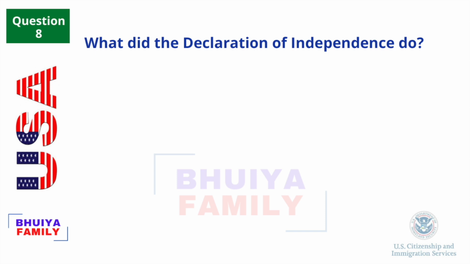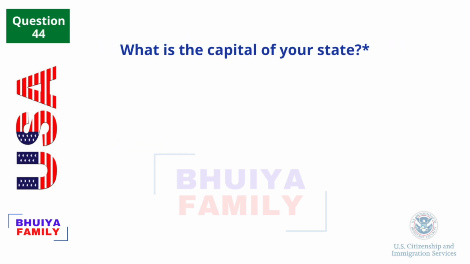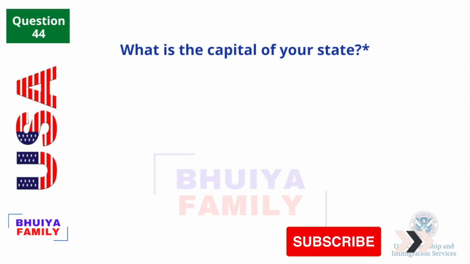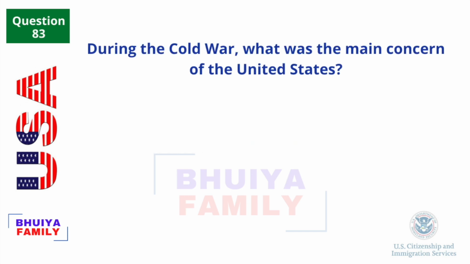What did the Declaration of Independence do? Announced our independence. What is the capital of your state? This answer will vary. During the Cold War, what was the main concern of the United States? Communism.